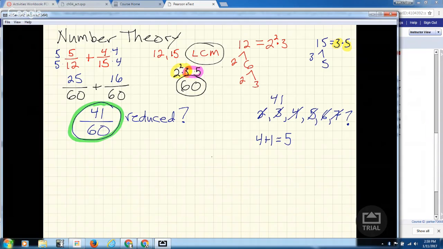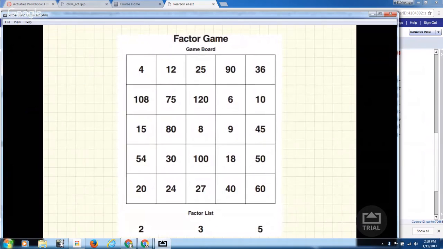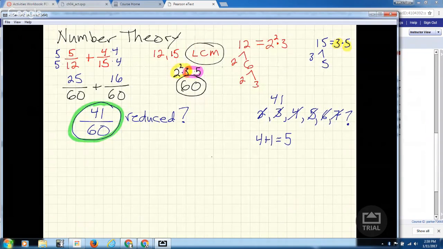All right, so what kinds of things do we have to be aware of? Let's see, I'm not ready for the factor game yet. Let's get a new page. Square paper. Thank you very much.